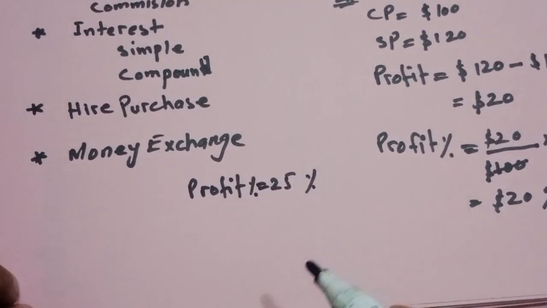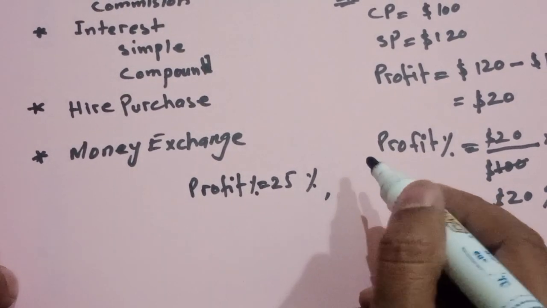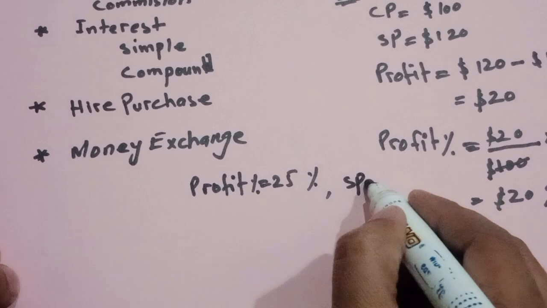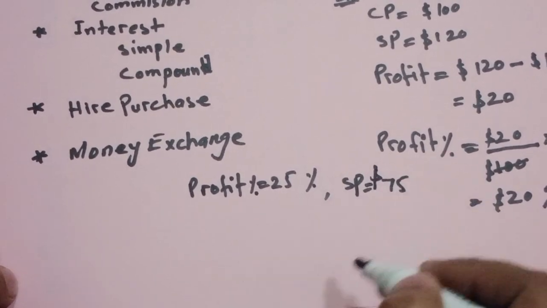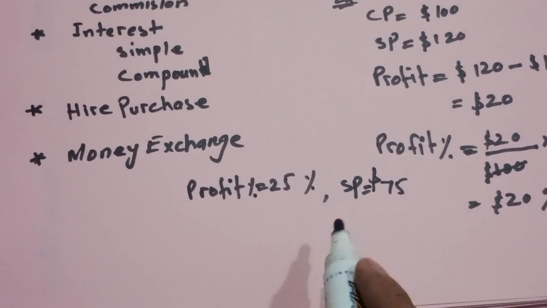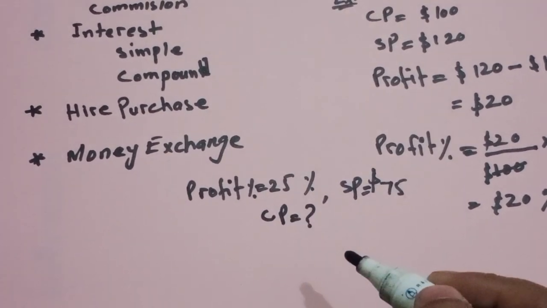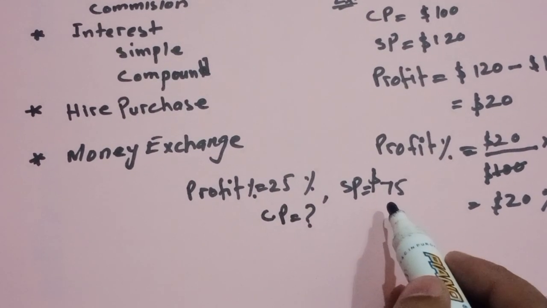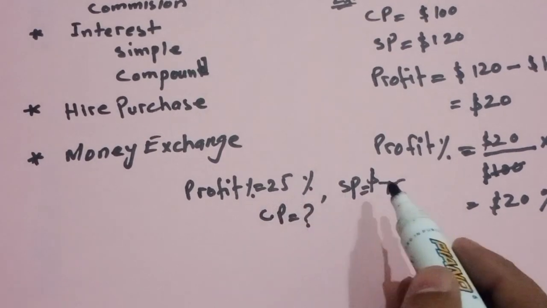You have the profit percentage, which is 25%, and you're also given the sale price, which was $75. You're being asked to calculate the cost price: how much was the cost price if the selling price of a particular product is $75 and you get 25% profit on that product.